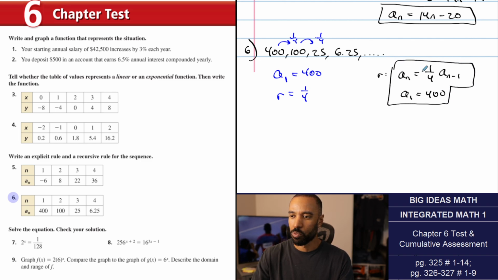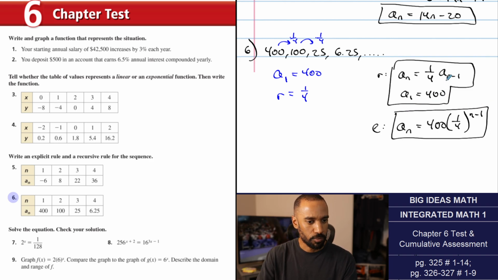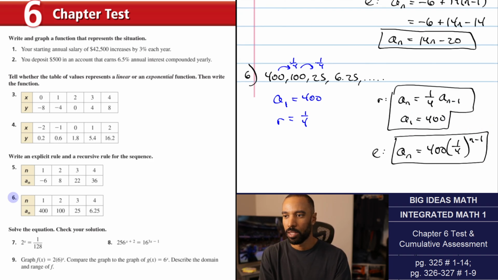And in the explicit rule, no simplification needed. Once we start writing this, we start with 400. Oh, hold on, a sub n. A sub n equals 400 times 1/4 to the n minus 1 power. That's all we had to do for these problems, right? Write an explicit and recursive. Yep, that's it. Okay.